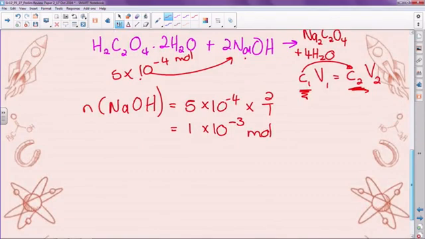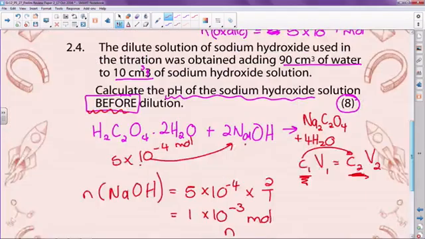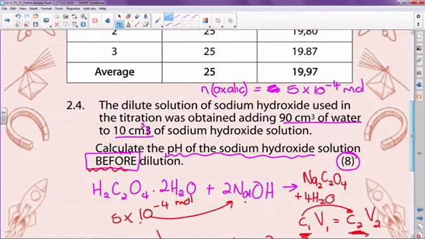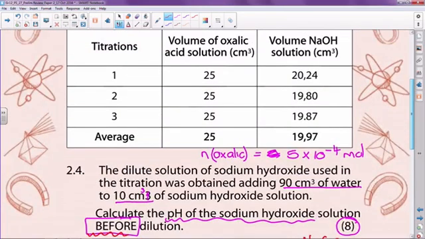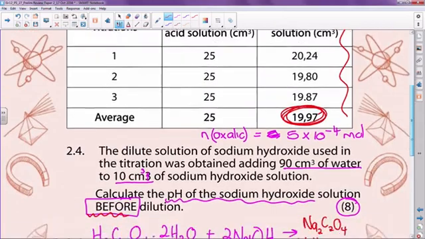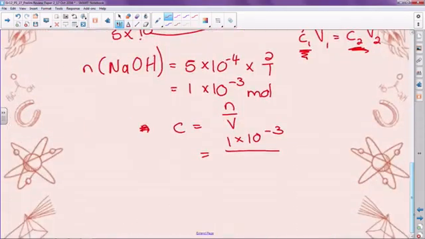because concentration is number of moles over volume. So we had 1 times 10 to the minus 3 moles. But what volume am I using? Because now we've had a whole bunch. I said to you that we used 90 centimeters cubed and 10 centimeters cubed, and then here we've got another volume. This is the volume I want to use because that's the volume from the reaction. So that's the volume that we used of the diluted solution.